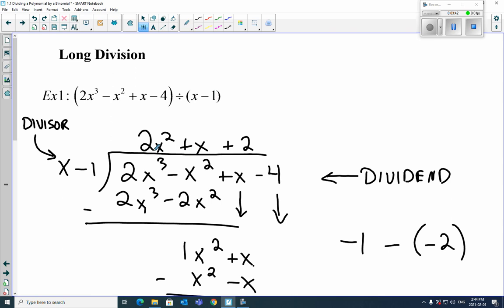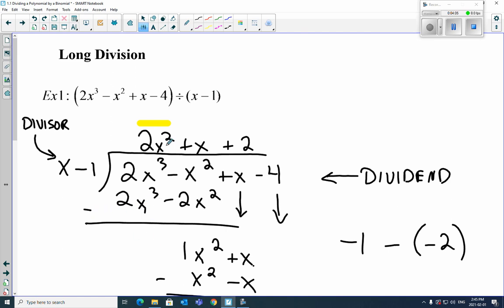Okay, so let's look at this one here. We have our divisor, x minus 1, and our dividend underneath. We put our bar in here, and then we look at this first term. I need to take whatever I put up here, multiply it by x, and get 2x cubed, because I need that 2x cubed underneath here, so that when I subtract them, I end up with my 0.